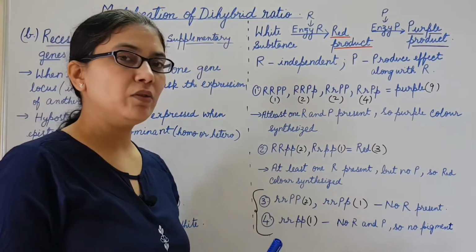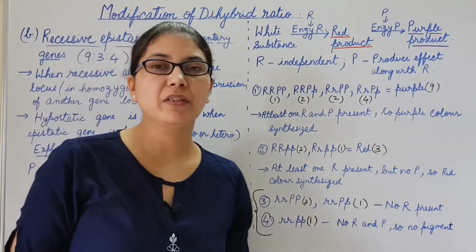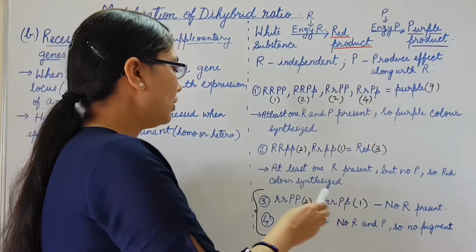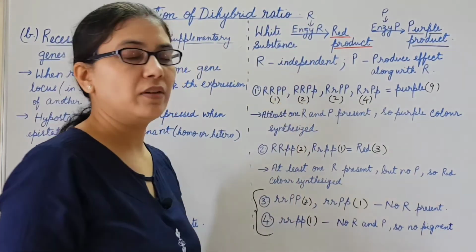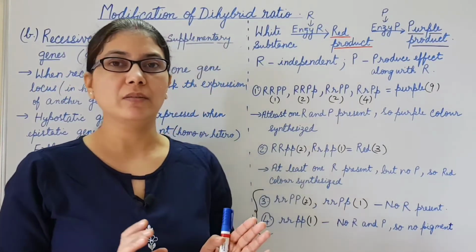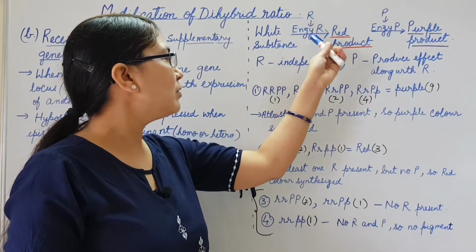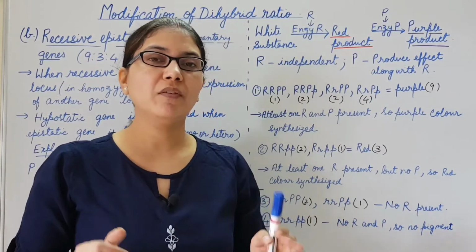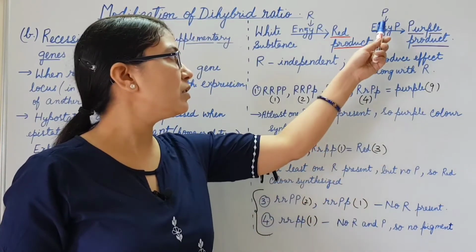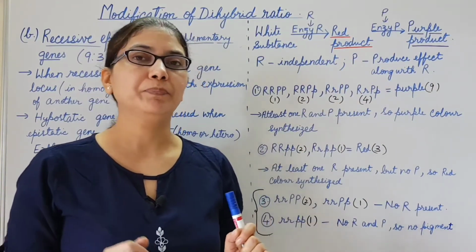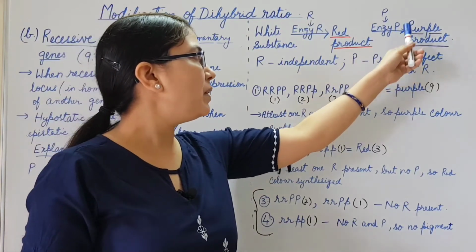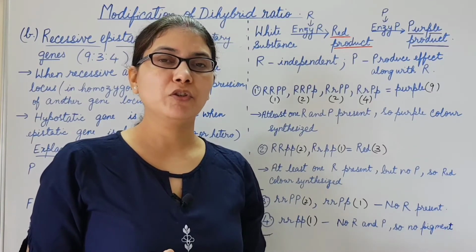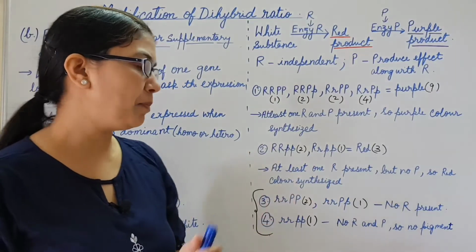Now in the third type of genotype, homozygous recessive r is present, with at least one copy of the dominant P. So here enzyme R is non-functional, but enzyme P is functional. In the absence of functional enzyme R, the white substance is not converted into red product. So if the red product is not present, then there is no substrate for the functional enzyme P. So the purple color is not produced, as a result of which the plant has white flower instead of the purple flower.